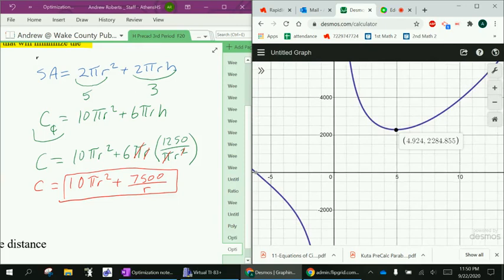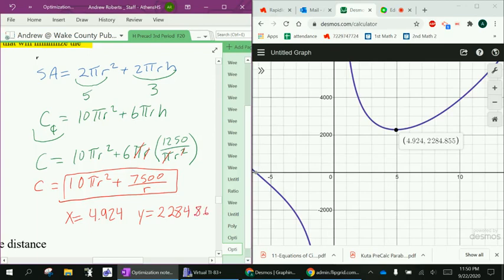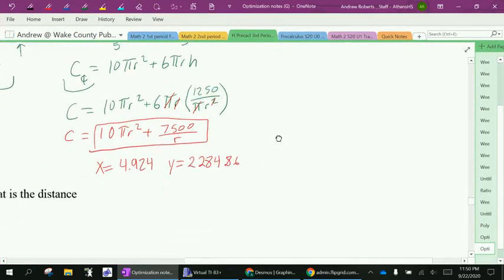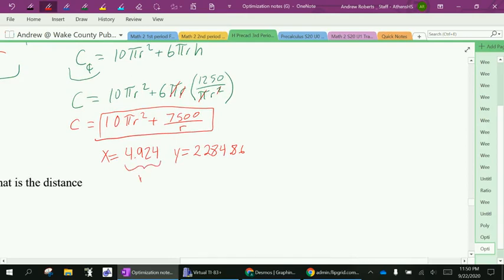And so I get x equals 4.924 and y equals 2,284.86. Now, this x is actually my r value. That's my radius. This y is actually my cost in cents. So in dollars, that's going to be $22.85 if you round it like you're supposed to.